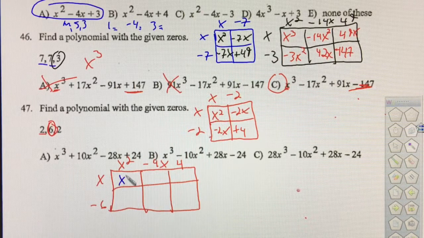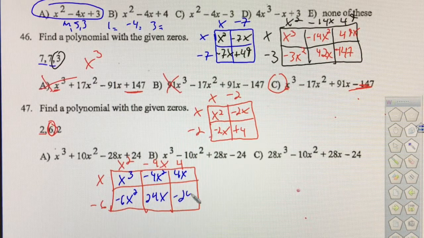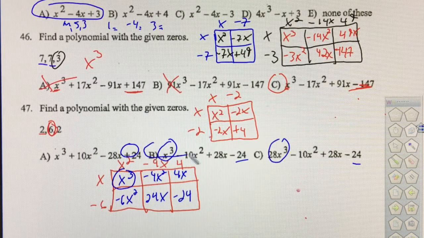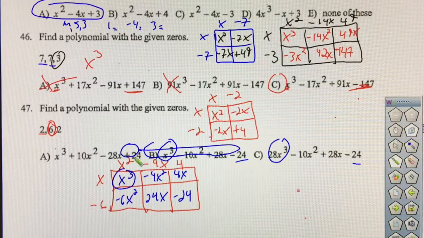So when I fill in this Punnett, that's going to give me x cubed minus 4x squared plus 4x minus 6x squared plus 24x minus 24. So it ends in minus 24. It can't be A. It could either be B or C. The leading coefficient is x cubed, so it could be B, but it can't be C, so it has to be B. Pretty good method of eliminating all the ones that don't work.